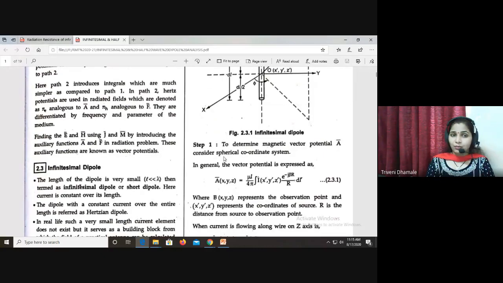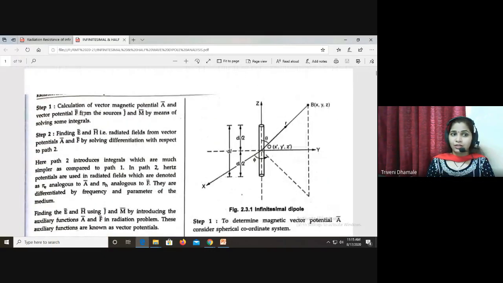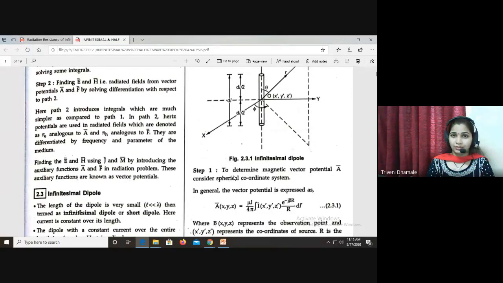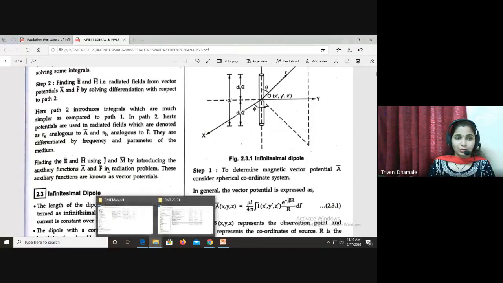अभी हमारा स्टेप 1 क्या है? व्हाट इज द स्टेप 1? कैलकुलेशन ऑफ ए बार. ठीक है, वेक्टर मैग्नेटिक पोटेंशियल. That A bar is equal to, I think formula A bar is equal to mu I upon 4 pi r. That is the general formula, mu I divided by 4 pi r.